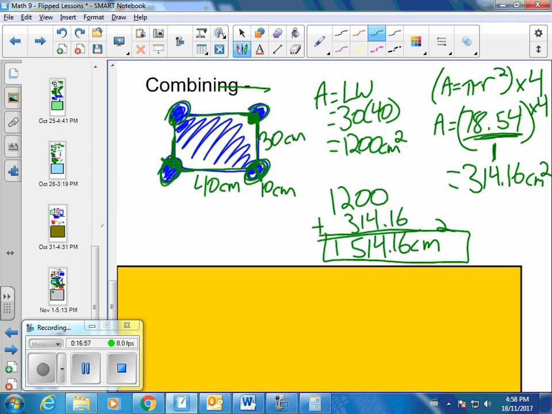Find whatever shape is actually taking up a footprint on the Earth, use the formulas to calculate it out, and then add them all together at the end and give me one nice big number for each shape.